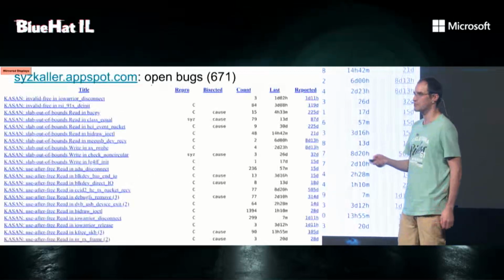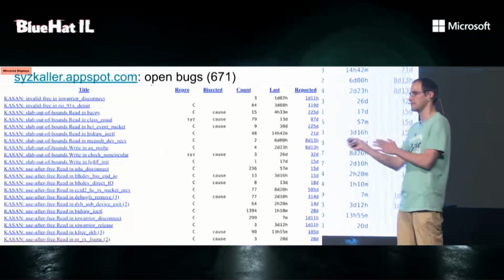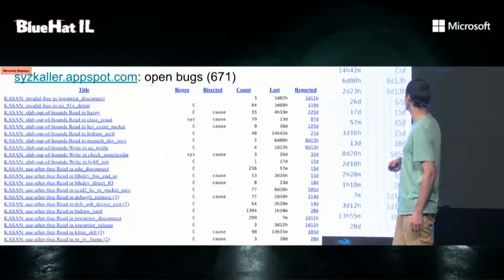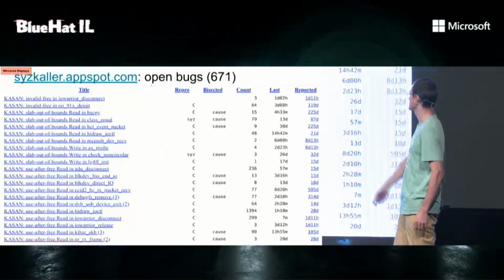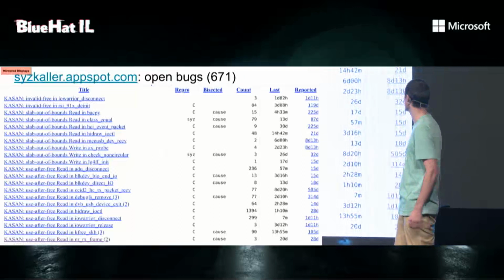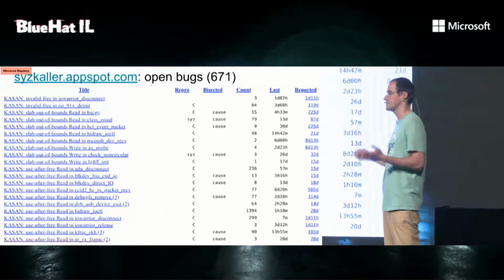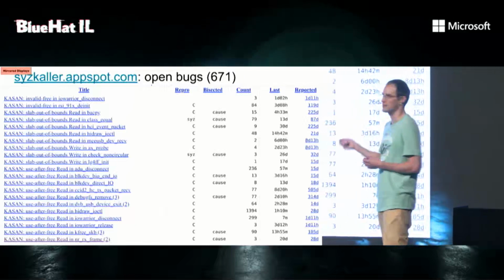So we have a web dashboard which has all of the bugs and all of the statuses, which are open, which are fixed. Here you can see a snippet of open bugs for the Linux kernel. Some sections with use-after-free and out-of-bounds. We say when it was reported. Some were reported, say, 2 years ago, but they still happen, and has a reproducer.